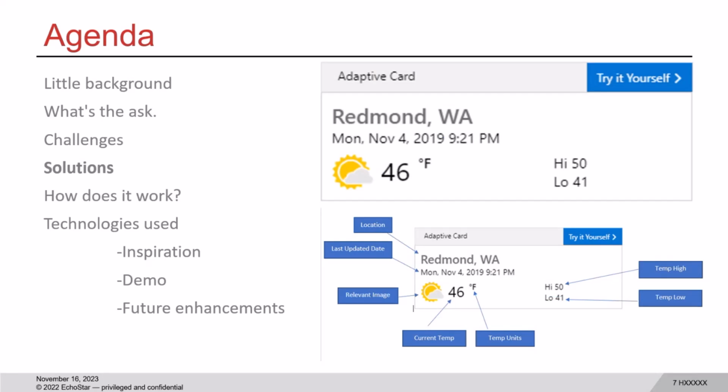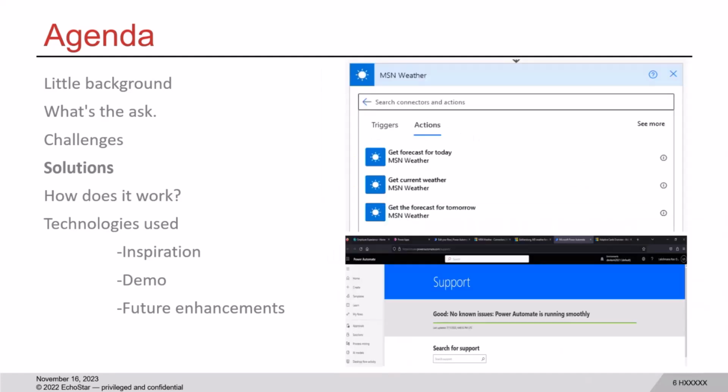Let's say, for example, when I looked at the card from the samples repository, this is the card we took inspiration from, and then we built upon it. So when I looked at this card, these are the properties that we relied on. Here you see Redmond, Washington. That is a location, nothing but. And then similarly, last updated date and the relevant image, and then current temperature, temperature units, and then temperature high and low. These are the least amount of properties that we needed. So from these two calls, I'm able to get those properties. So with that, I think we tried to build the solution.